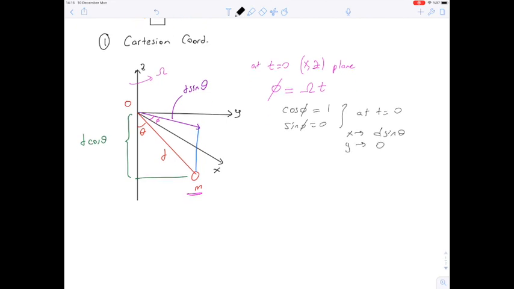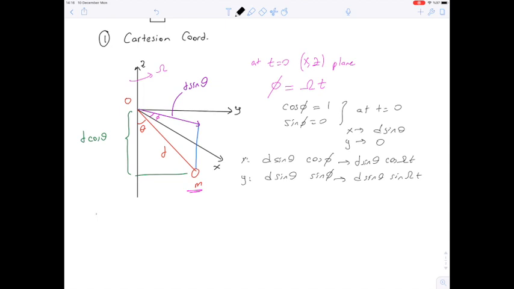And then it's rotating, okay? So at any given time, the x component will be d sine theta times cosine phi, and the y component will be d sine theta again, but sine phi. And this is basically d sine theta cosine capital omega t, and on the other hand, y will have d sine theta sine capital omega t.